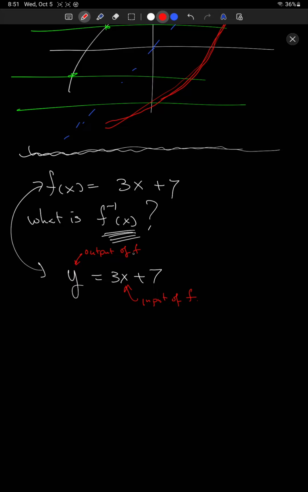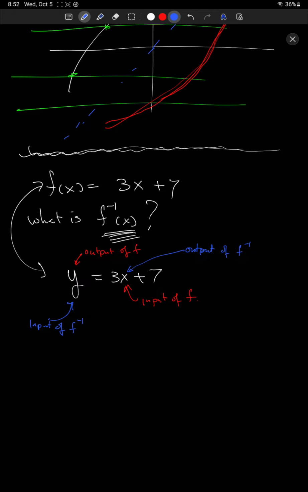If y is the output of f and x is the input of f, then for f inverse, everything is swapped, right? And so for f inverse, this would be the input of f inverse, and that guy would be the output. Let me do it over here. X would be the output of f inverse, right? Because f inverse, very, very importantly, swaps the inputs and the outputs, all right?